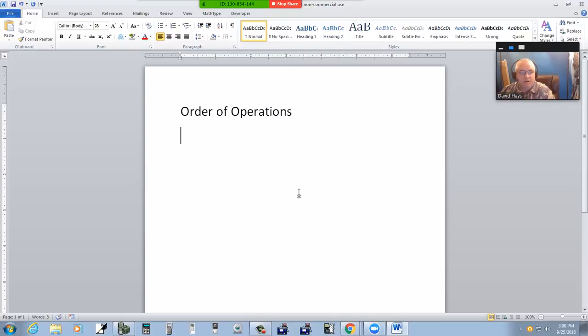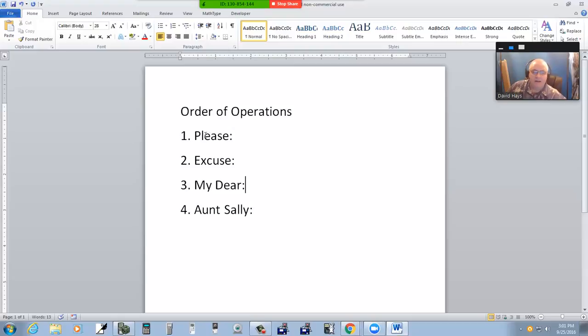This is when you work across a math problem, specifically with all the numbers. What do you simplify first? This is based upon, please excuse my dear Aunt Sally. Now, the first letter of each tells us what to do. This is PEMDAS. You have heard it referred to in that form.